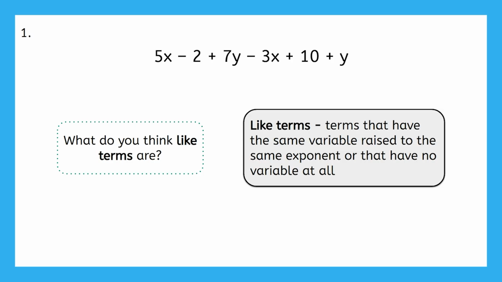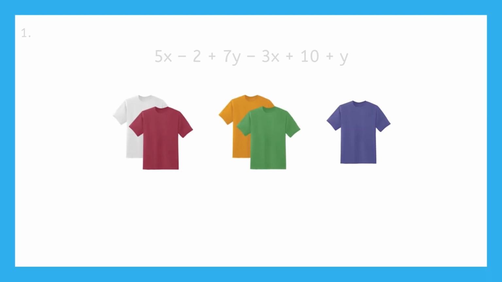Going back to my shopping cart, all the shirts I'm buying would be considered like terms because they're all the same type of clothing item. This would be the case no matter how many shirts I had in my cart.